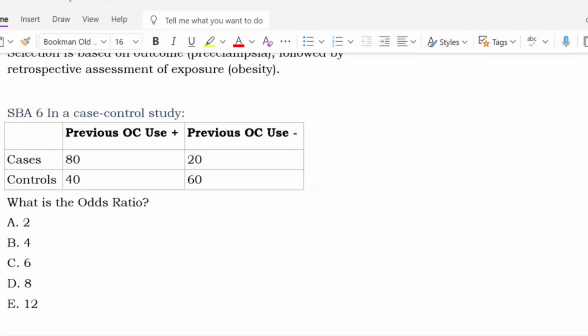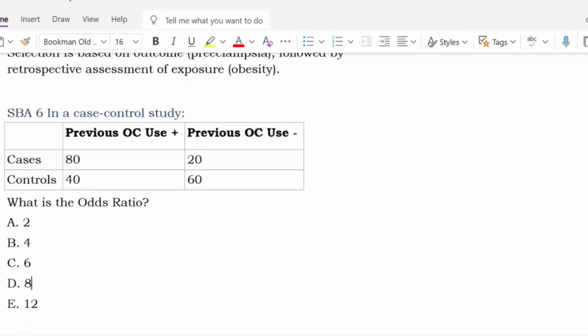Okay. Now we have got a 2x2 table. So here, these are the cases with previous OC use and these are the cases without OC use in the past, and these are the cases and these are the controls. Now what is the odds ratio? What is the formula for odds ratio?